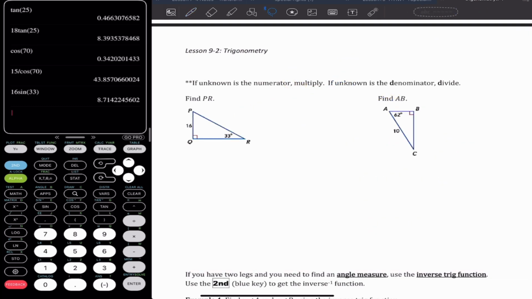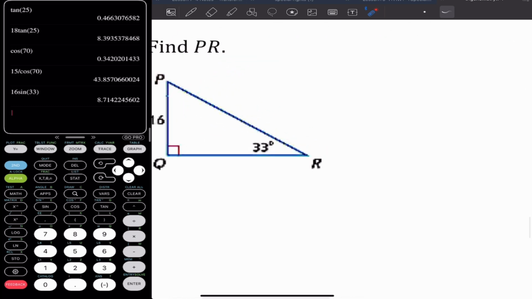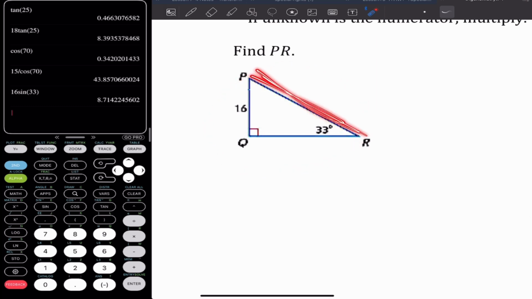Okay, so let's take a look at the last page of the notes. If the unknown is the numerator, multiply. If the unknown is in the denominator, divide. Let's go ahead and find PR for this triangle. It's referring to this side here. So that's PR. I'm not going to call that PR. I'm going to actually call that X. So let PR be X.